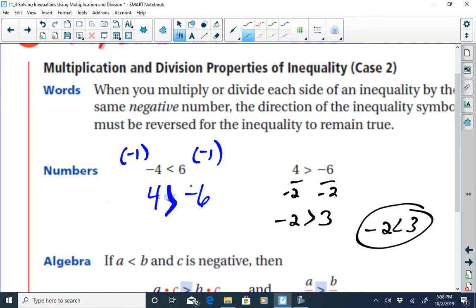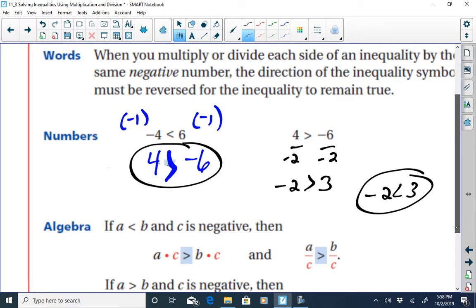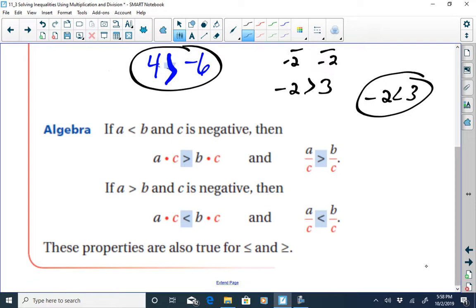All right, so we see that when we multiply both sides of an inequality by a negative number, we have to reverse the inequality to make it true, and the same is true for division. When we divide both sides of an inequality by a negative number, we have to reverse the inequality symbol to make it true. And down here it simply says that these properties are also true for less than or equal to and greater than or equal to.